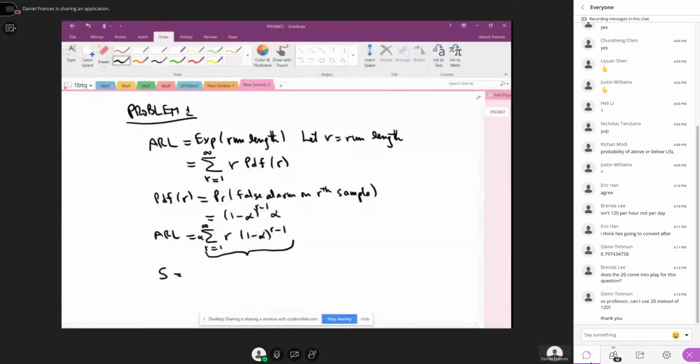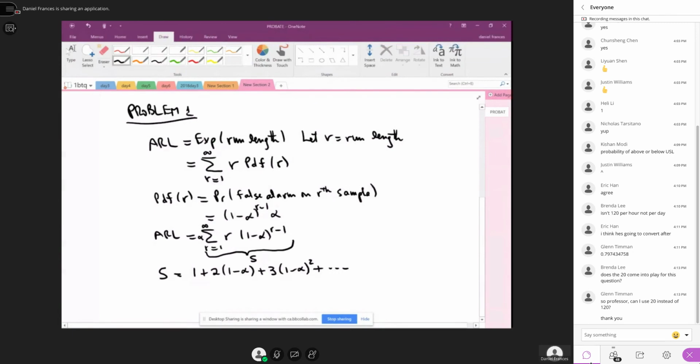So when R is equal to 1, what does it look like? Well, 1 times 1 minus alpha to the 0, that's 1. So this is just going to be 1. And this is S. And when R is equal to 2, then it's going to be 2 times 1 minus alpha. And when it's 3, it's going to be 3 times 1 minus alpha squared. And then dot, dot, dot. It's just going to keep on going.